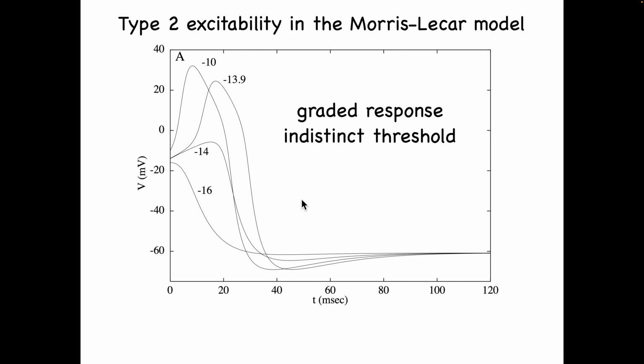The upstroke is due to the activation of calcium channels, and the downstroke is the recovery that's due to the activation of potassium channels, outward current. This is referred to as a graded response or an indistinct threshold because the values that you pick here for an initial condition lead to different sized action potentials with different latencies.